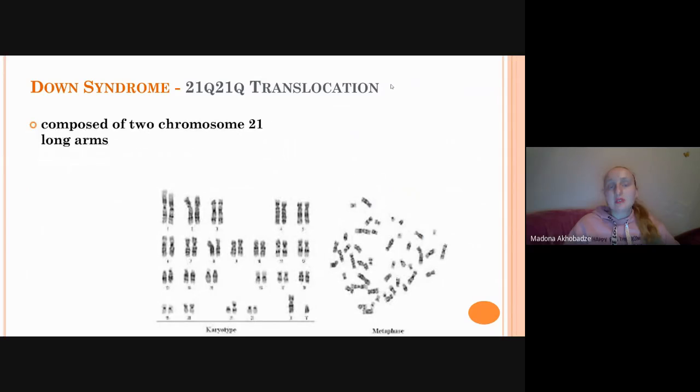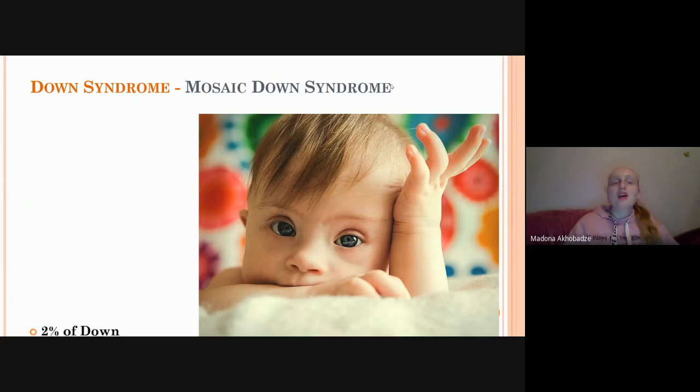And the other reason, like 1%, is the 21q21 case. It means chromosome 21 only has the long arms. It doesn't have the short arms. So recurrence risk is very low. And mosaic Down syndrome is even rarer. I think 2% is an exaggeration here.